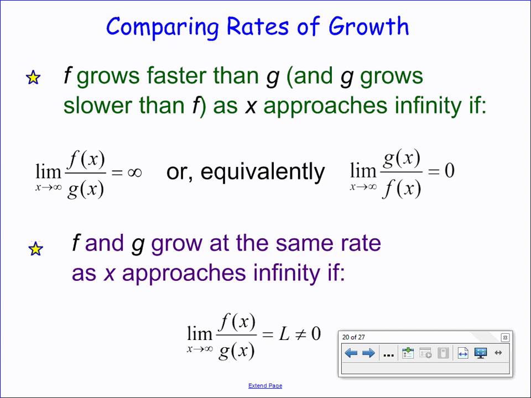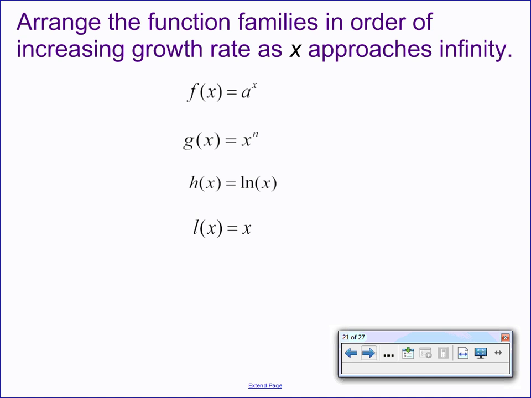So this is our final skill added onto your concept and skill guide. Let's see if we can consider the relative growth rates here. Arrange the function families in order of increasing growth rate as x approaches infinity. We can do this informally now by using all we know about function families. We already saw some primes when we were considering growth rates. So I want you to take a minute with your partner and arrange these in increasing order, from the slowest growth up until the fastest growth.